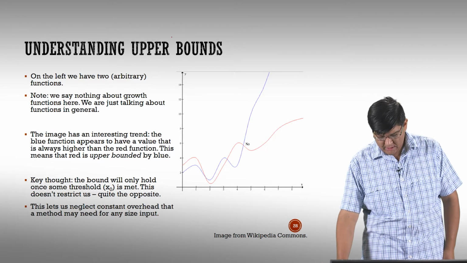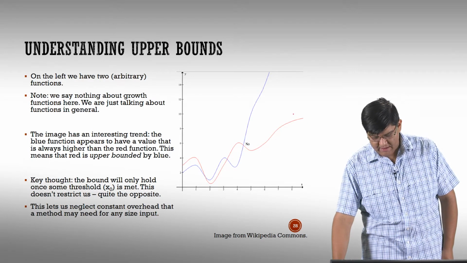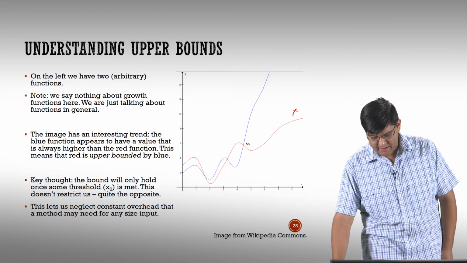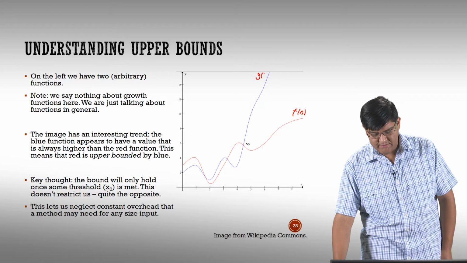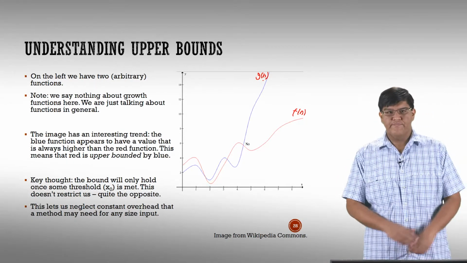The red one, I'm going to call f of n. Maybe this is the function that I'm trying to bound. Then over here, this blue function, I'm going to call g of n. G of n is another typical function name, so we'll just stick with g of n. So we have f of n and g of n side by side.